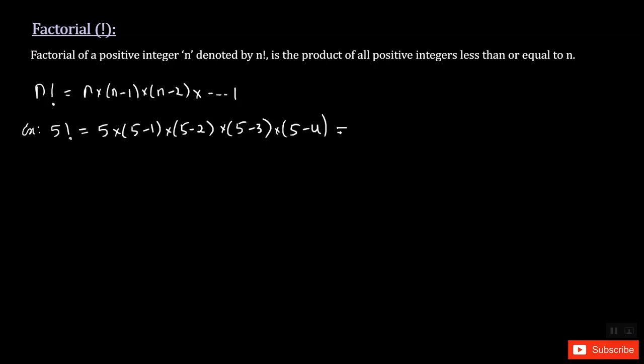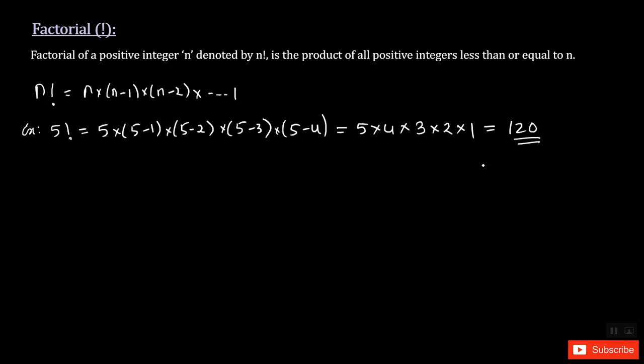So what is the result now? 5 times 4, 5 minus 1 is 4, times 5 minus 2 is going to be 3, 5 minus 3 is going to be 2, 5 minus 4 is going to be 1. So 5 times 4 times 3 times 2 times 1. That's 5 times 4 is 20, 20 times 3 is 60, 60 times 2 is 120. The value of 5 factorial here is 120.